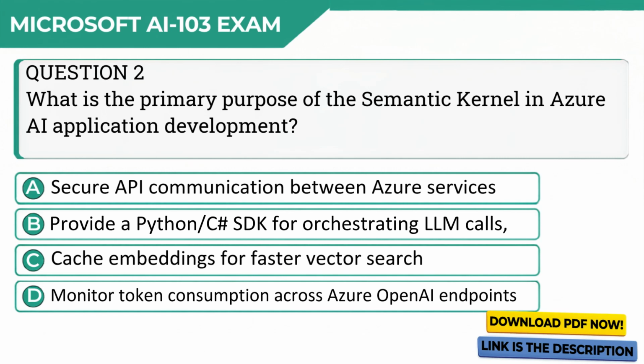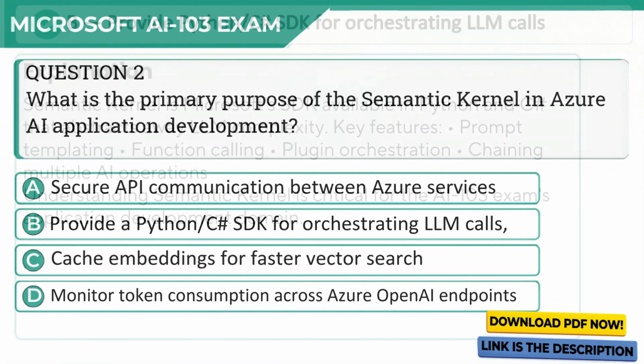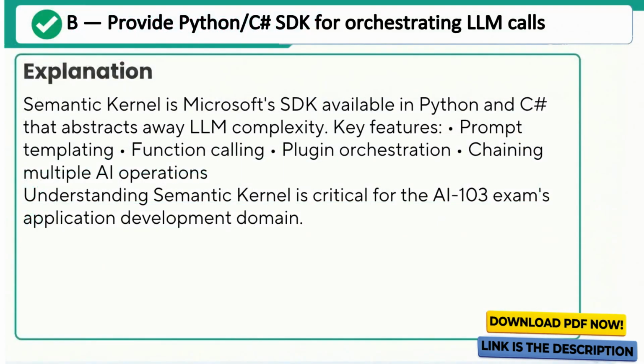Question 2. What is the primary purpose of the Semantic Kernel in Azure AI application development? A. Secure API communication between Azure services. B. Provide a Python/C# SDK for orchestrating LLM calls. C. Cache embeddings for faster vector search. D. Monitor token consumption across Azure OpenAI endpoints. Correct answer B. Provide Python/C# SDK for orchestrating LLM calls.